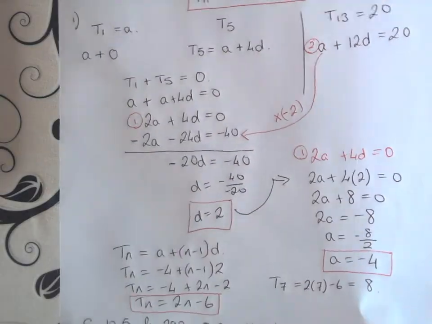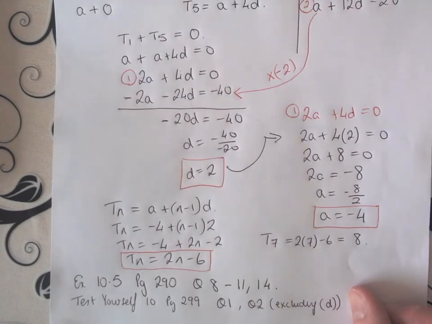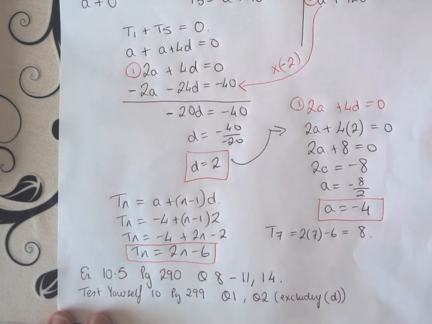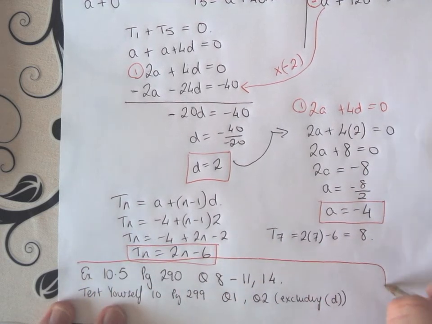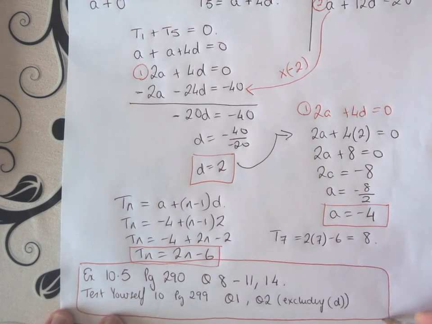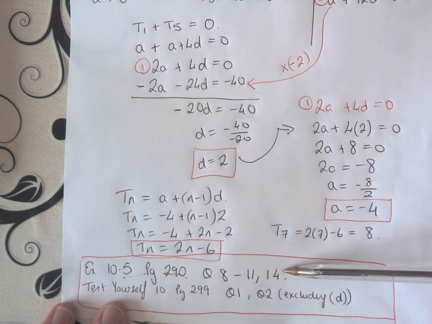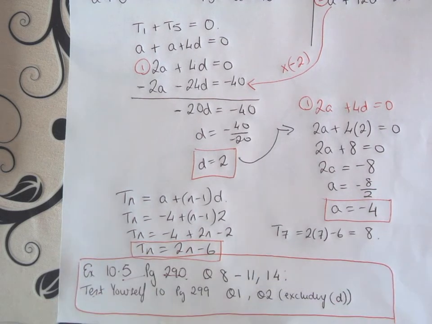Okay, so for today it's just more of the same. So there's ones like this where you might be adding a term, or you might just be doing what we were doing yesterday, so it's just practicing what we've done. Okay, exercise 10.5, page 290, questions 8 to 11 and 14, and then test yourself. Page 299, questions 1 and 2, except part D of question 2, because we don't have that done yet.